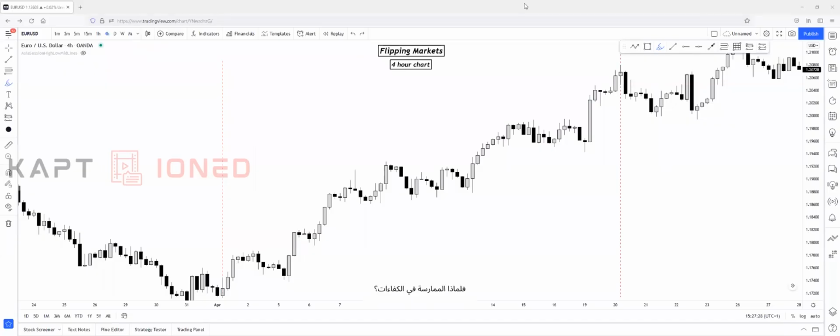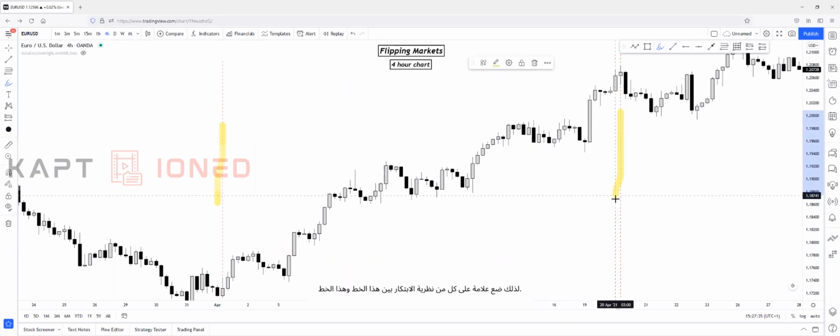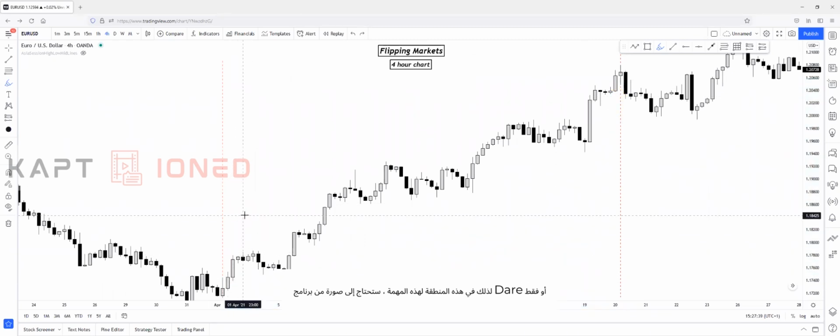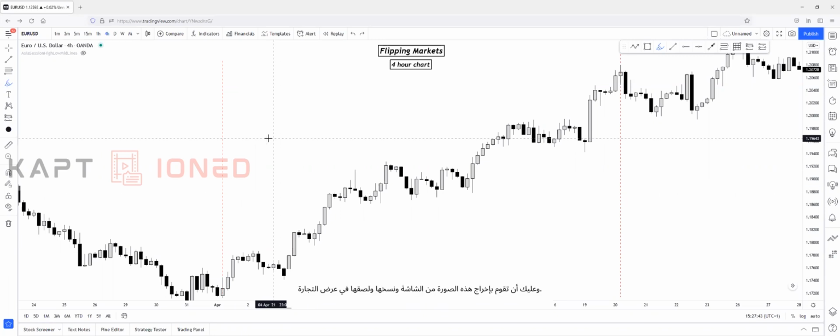Okay, so I want you to practice inefficiencies. I'd like to give you a task. So mark all of the inefficient areas between this line and this line. So in this region. For this task, you will need an image editor program or just TradingView, and you have to screenshot this image and copy and paste it into TradingView.